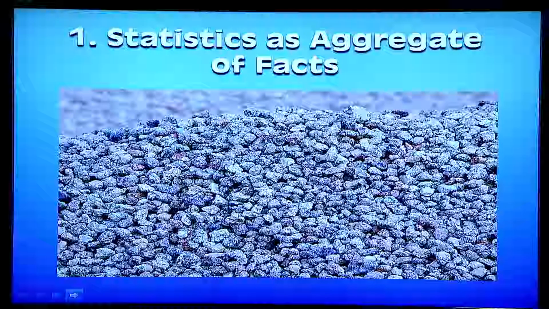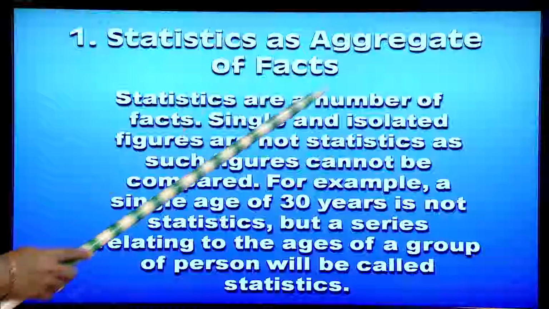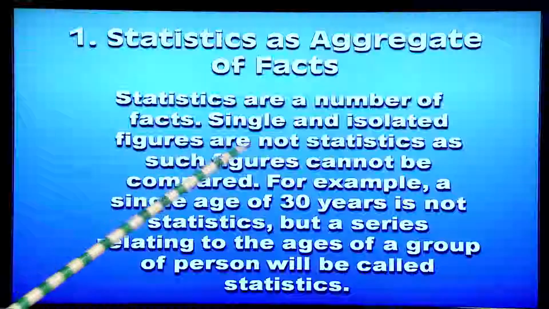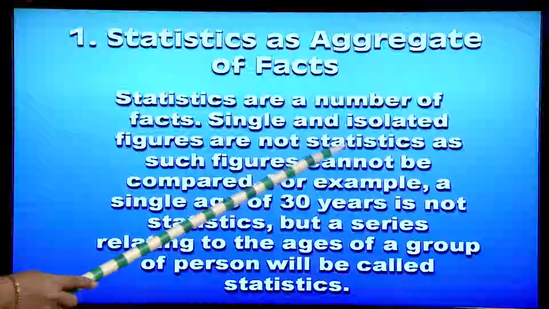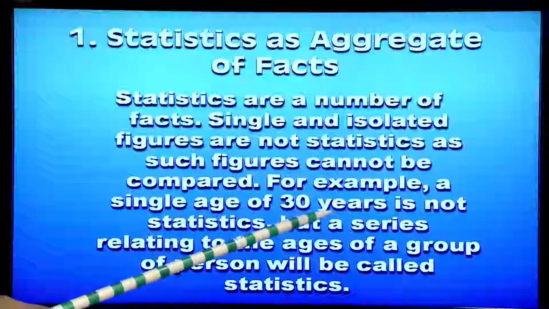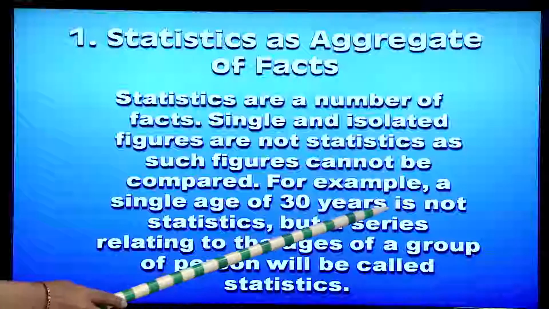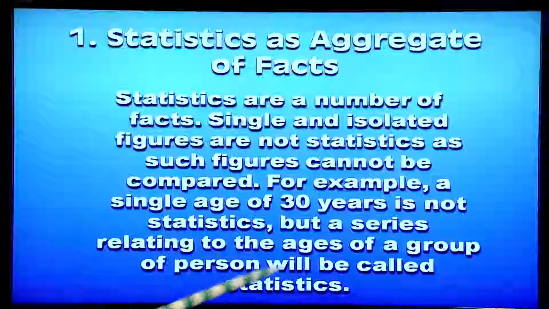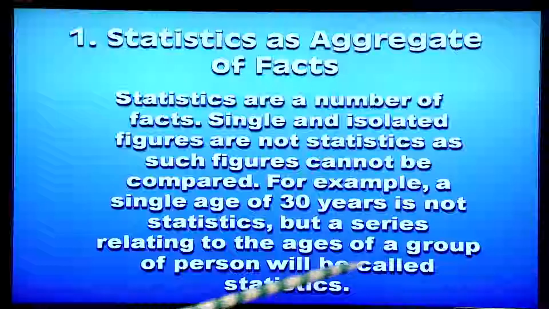The first one, which is statistics as an aggregate of facts. Statistics are a number of facts. Single and isolated figures are not statistics, as such figures cannot be compared. For example, a single age of 30 years is not statistics, but a series relating to the ages of a group of persons will be called statistics.